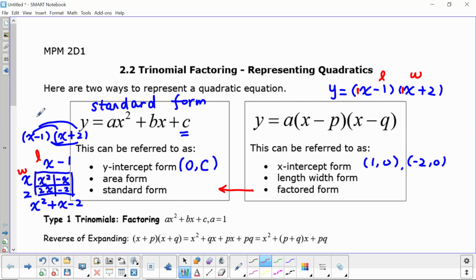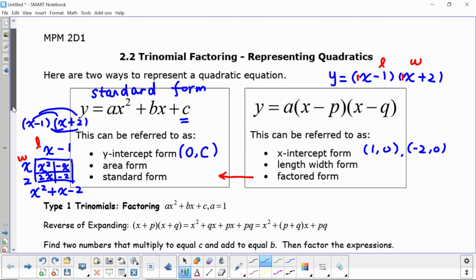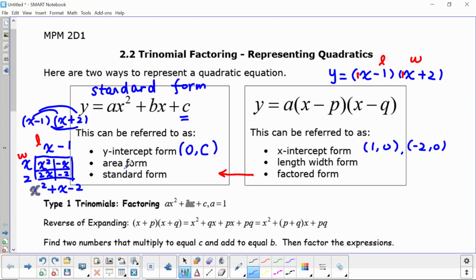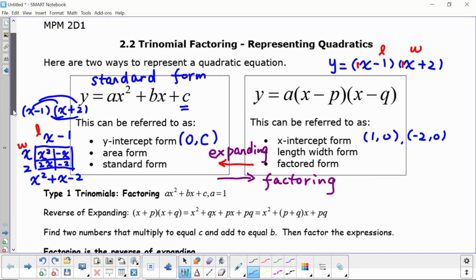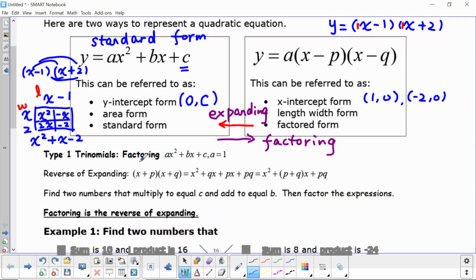And today, what we are going to do is backward. So we are going to convert from standard form to factored form. And we call this factoring. And from factored form to standard form, we call it expanding. And here is type 1 trinomial, so factor this one when the a value is 1.